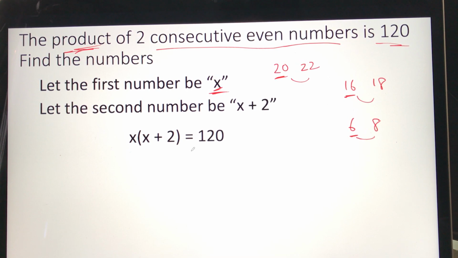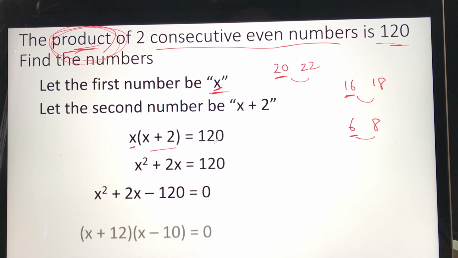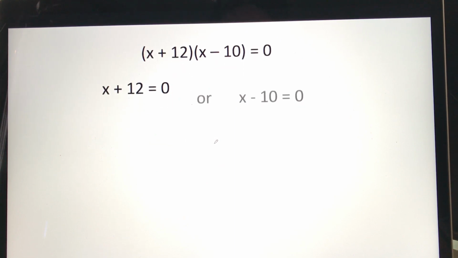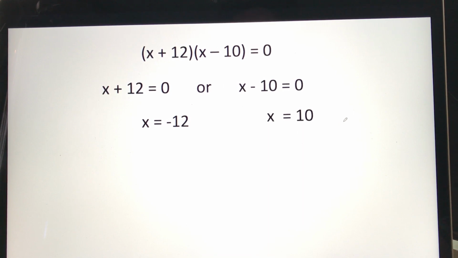So I know the product, because it's product, I'm multiplying these two numbers together, x times x plus 2 has to equal 120. And of course, this is a quadratic. I swing the 120 over. I can factor this one, which is good, and I get my two values here, I have x equals negative 12 or x equals 10.